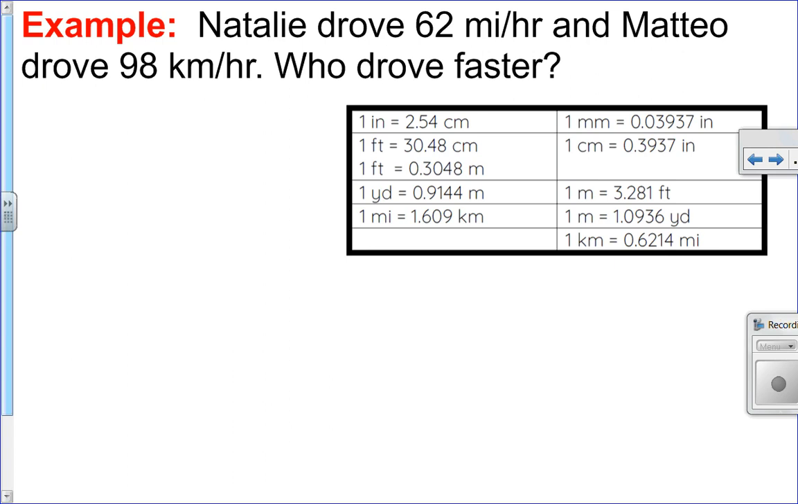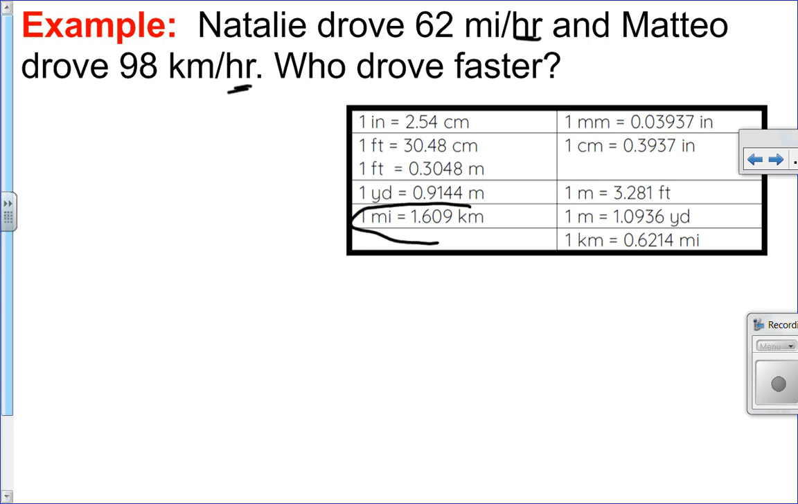So we have Natalie who's driving 62 miles an hour and Mateo who's driving 98 kilometers per hour. I want to know who drove faster. So I just have to convert one measurement to the other. Miles to kilometers or kilometers to miles, doesn't matter which. Since we use kilometers, let's convert Natalie's speed. They're both in an hour, which is great. We just have to change the units. So I want to change miles to kilometers.